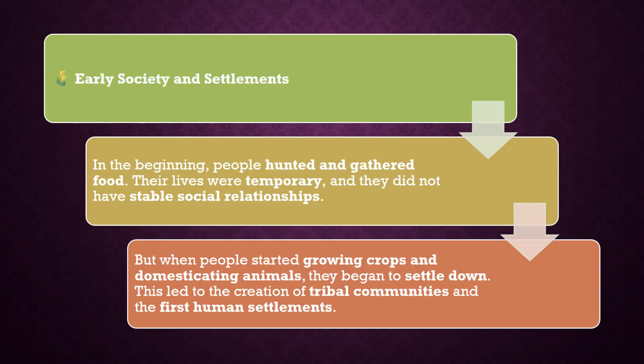In this point, again you will cover early society and settlements. In the beginning people hunted and gathered food. As you know, their lives were temporary and they did not have stable social relationships, which we have today. But when people started growing crops and domesticating animals, they began to settle down. This led to the creation of tribal communities and the first human settlements.